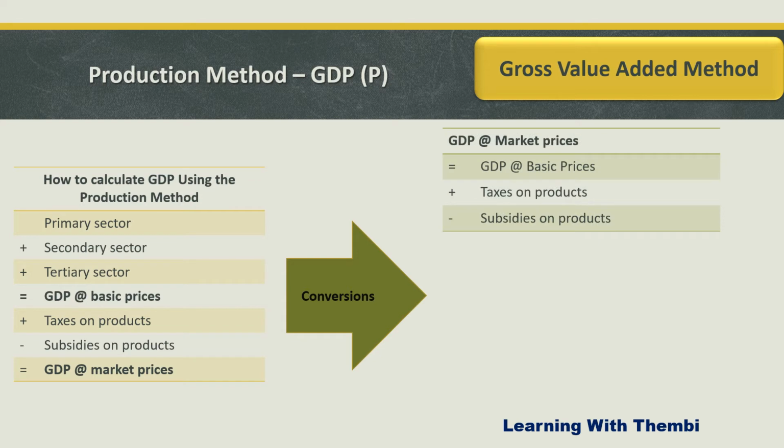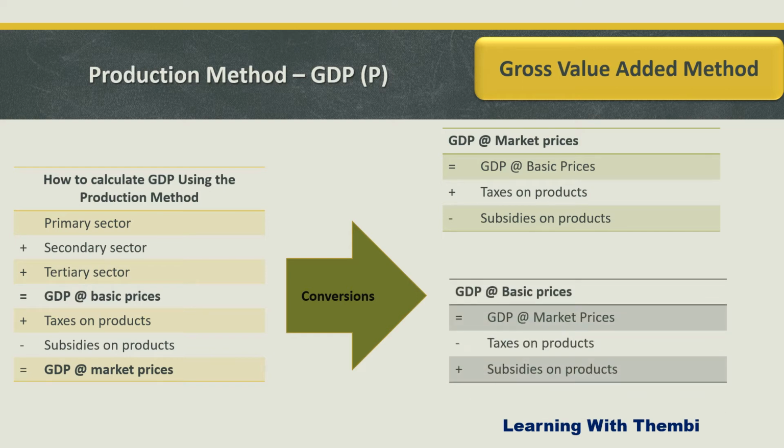So if you want to convert the basic prices to market prices, you're going to say market prices is equal to GDP at basic prices plus taxes on products minus subsidies on products. Then the other conversion will just be the opposite. If you want to convert GDP from market prices to basic prices, you will then say GDP at basic prices is equal to GDP at market prices minus taxes on products plus subsidies on products.